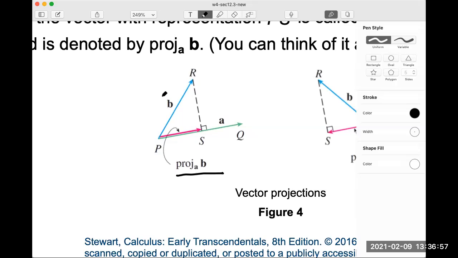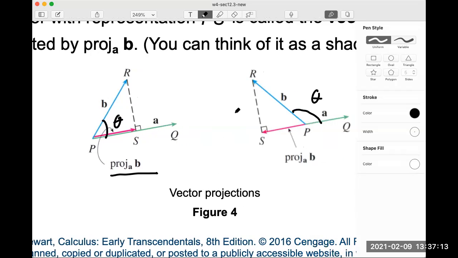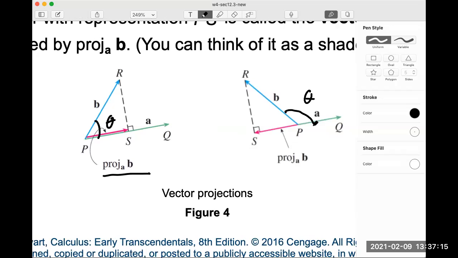And you see that if vector A and vector B are in the same general direction, then the cosine of the angle theta here will be smaller than pi over 2, right? Or if the angle theta between vector A and vector B is larger than pi over 2, then the projection of vector B on A is pointing in the opposite direction of vector A. Like this, okay?